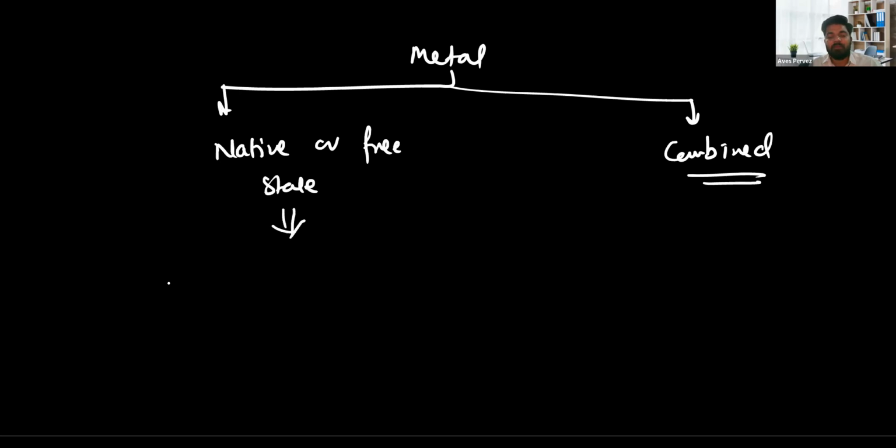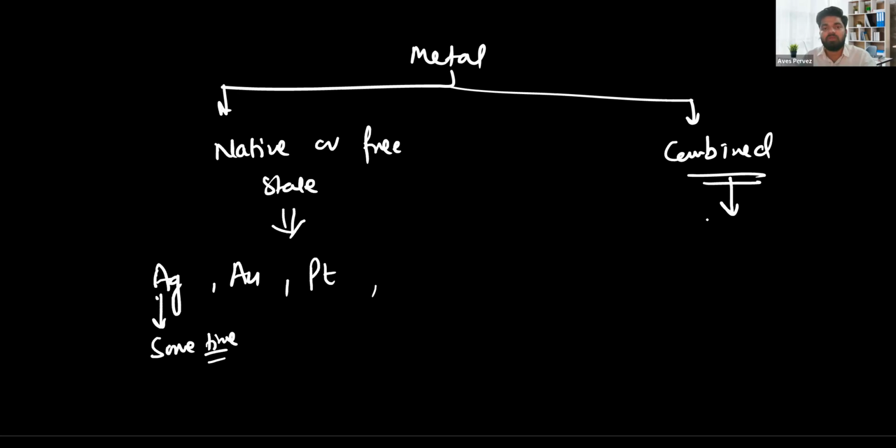For example, if I'm talking about silver (Ag), gold (Au), and platinum, they generally exist in the native state. Not every time, but sometimes silver exists in the native state. And the combined state is where the metal exists in the form of stable compounds.